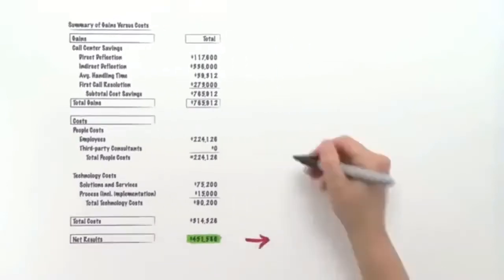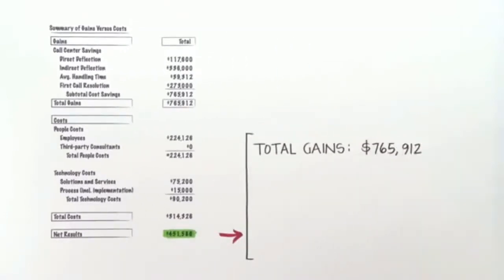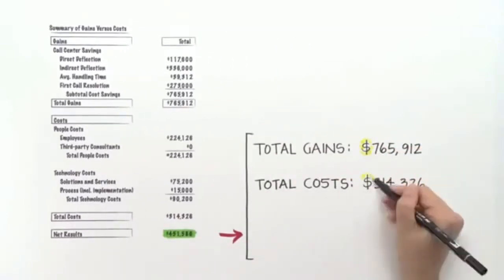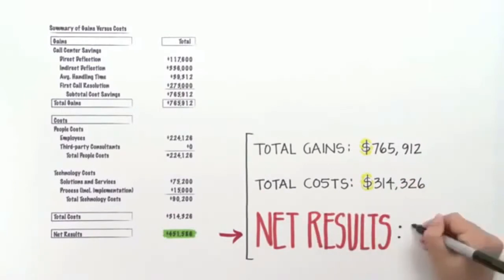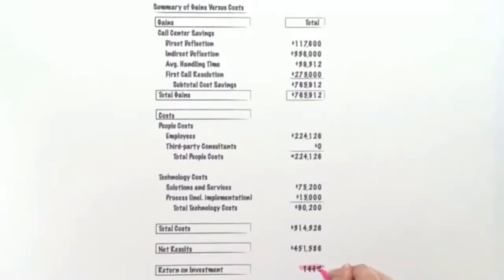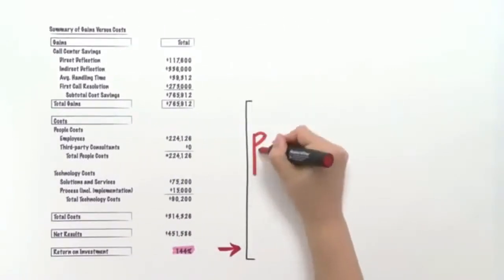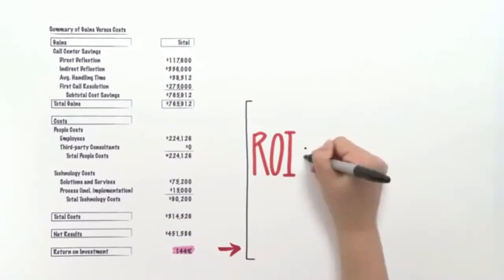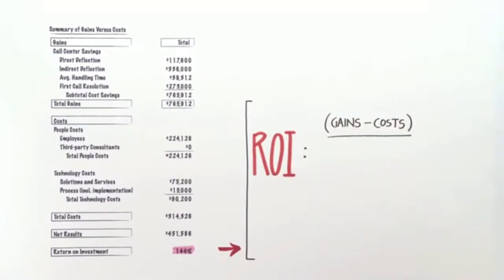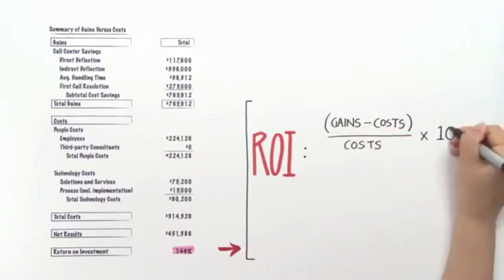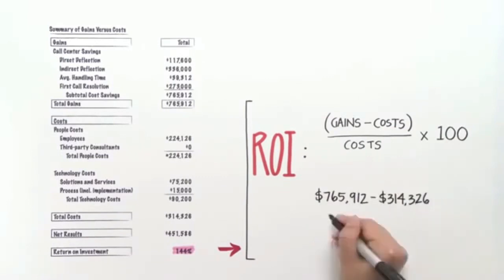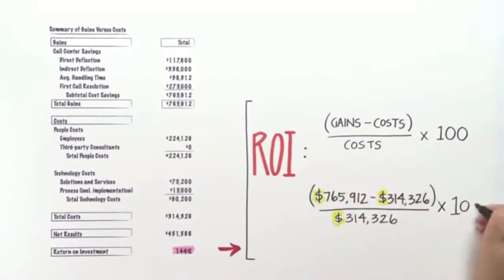You can now enter your costs into the spreadsheet and then subtract the costs from the gains. The result will be listed under the net results. In this case, it's about $450,000. And now you're ready for the final step, the ROI calculation. Remember, the formula for ROI is gains minus costs. Then you divide the result by the costs and multiply by 100 to express it as a percentage. For our example, we came up with an ROI of 144%. In my experience, that's a fairly typical result.